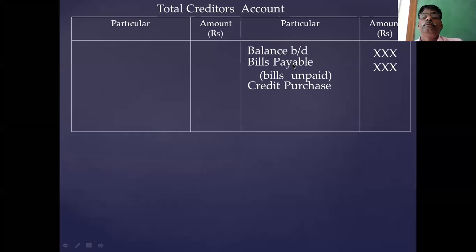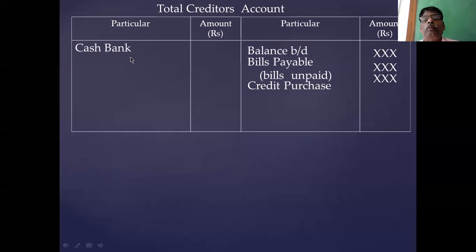Balance brought down, bills payable dishonored or unpaid, and third, credit purchases. These three items come on the credit side. These points increase the creditors: the opening balance of creditor, bills payable unpaid, and credit purchases are recorded on the credit side. Then whatever decreases the creditor balance comes on the debit side.